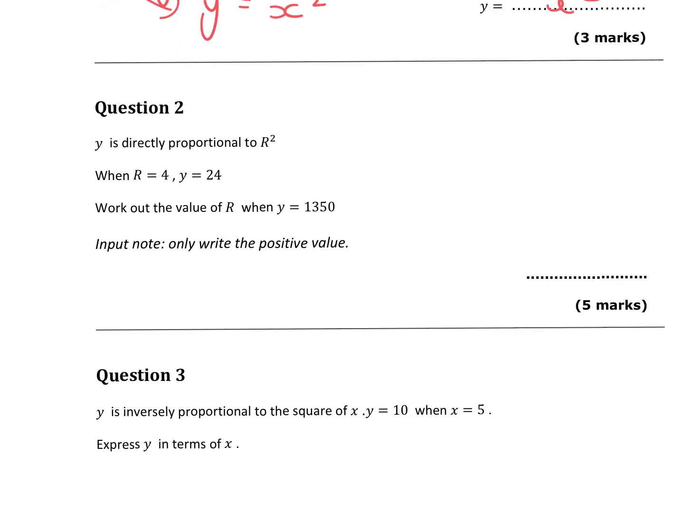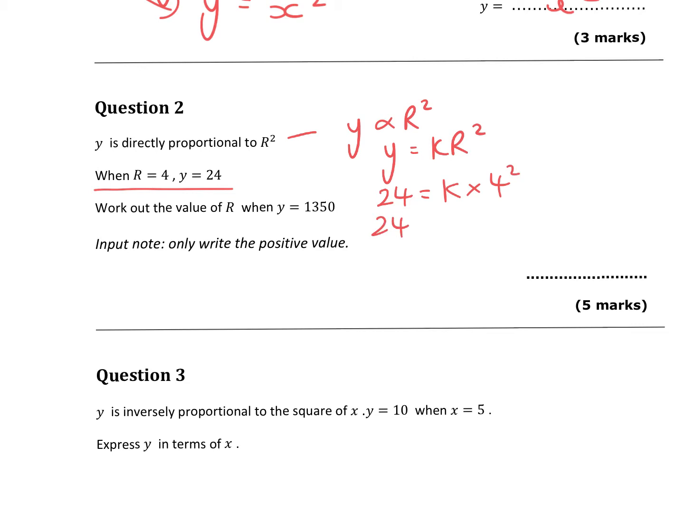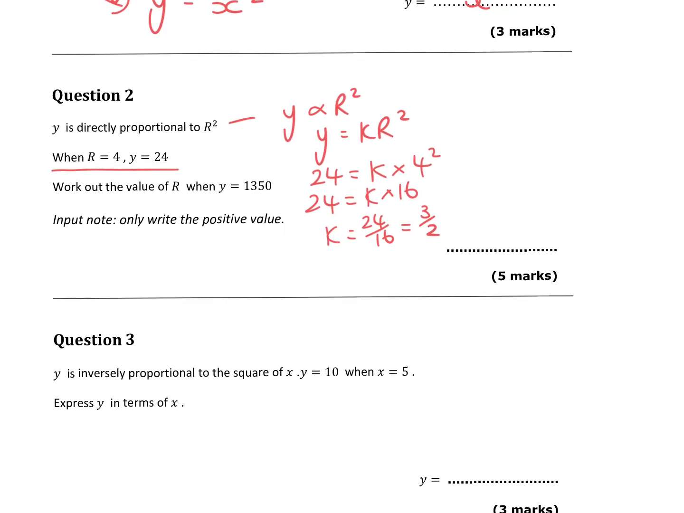Okay, question 2. Y is directly proportional to r squared, so that's a direct proportion of y equals kr squared. When r equals 4, y equals 24. 24 equals k times 4 squared. 24 equals k times 16. So k must be 24 over 16. They both divide by 8 to give 3 over 2. So your formula is y equals 3 over 2 r squared.